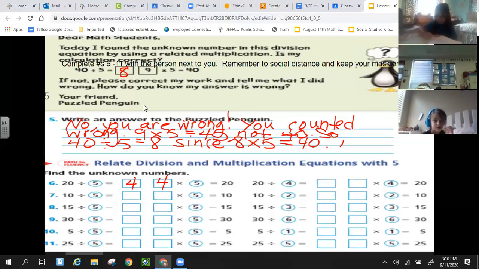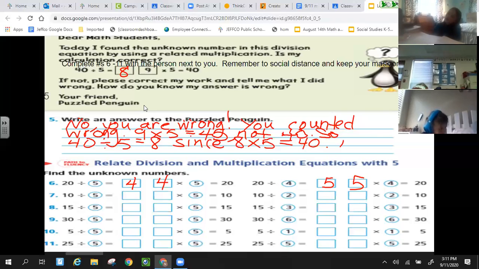Now we're going to keep going across. If we know 20 divided by 5 is 4, and 4 times 5 equals 20, 20 divided by 4 must equal 5. And 5 times 4 equals 20, right? Because these are related equations, we're going to use those same numbers, whether they're factors or dividends or divisors or quotients or products, they're all going to get used up. Let's do one more together to make sure you get this.